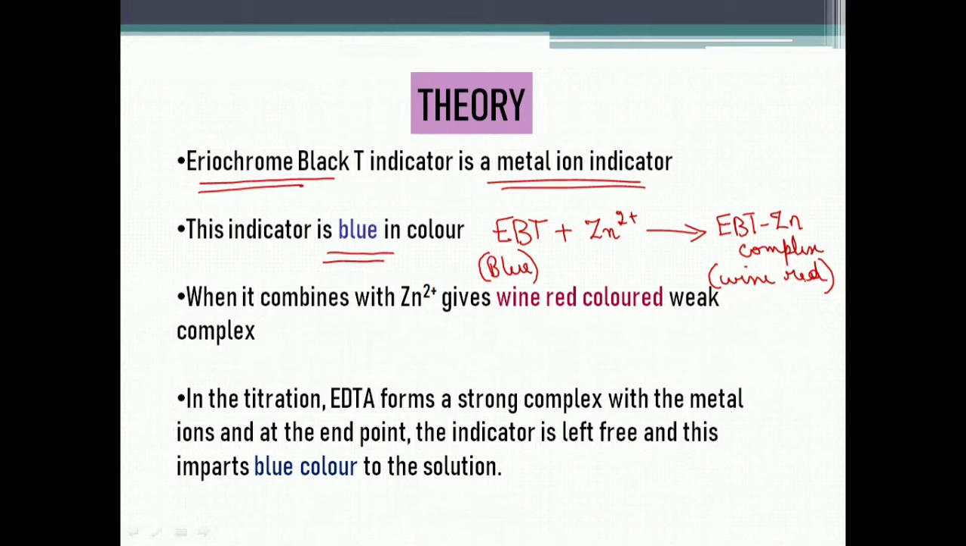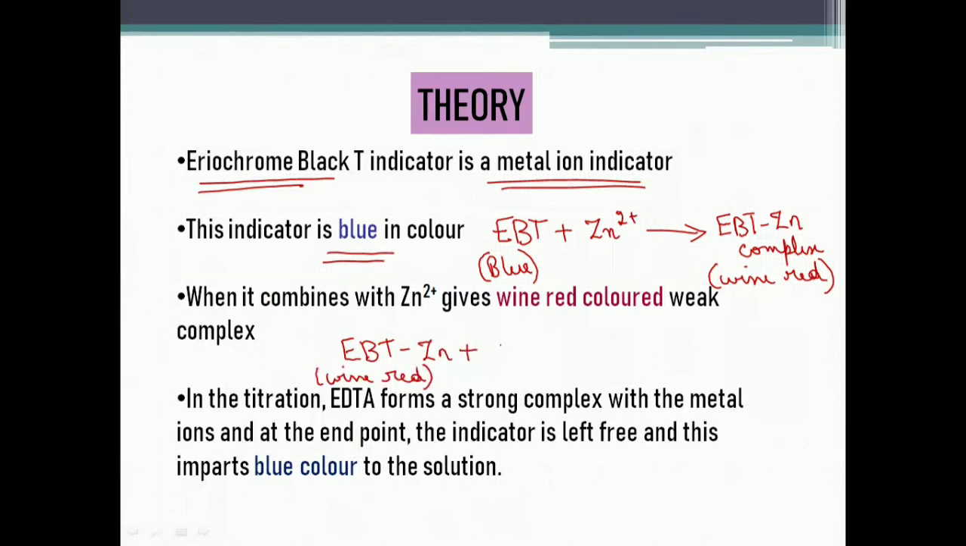Later, in the later steps, you're going to titrate this solution against EDTA. So when you're titrating against EDTA, slowly you're going to add the EDTA from the burette to this solution of zinc sulfate combined with the EBT indicator, which is taken in the conical flask. So we know that in the conical flask, there is the EBT zinc complex, which is wine red in color.